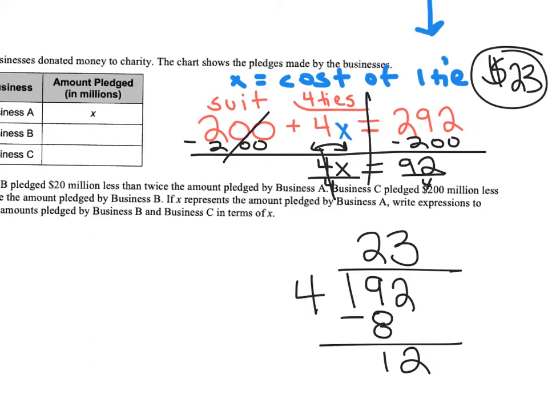Now, the way we could check our work, which you guys always do a good job of knowing how to do, is we could check this by plugging in $23 in for the ties. So my total amount would be the $200 for the suit, plus the 4 ties times $92, plus the 4 ties times $23, and then all of that should give me a grand total of $292.